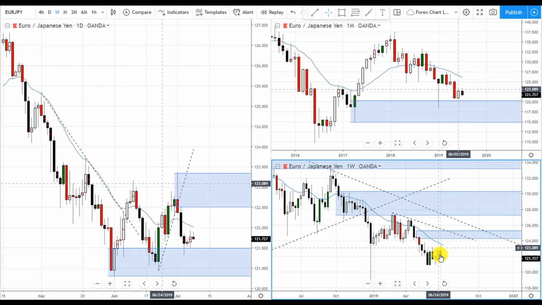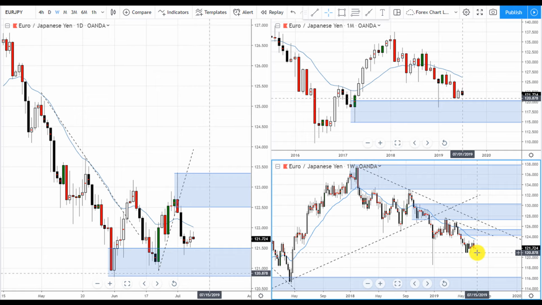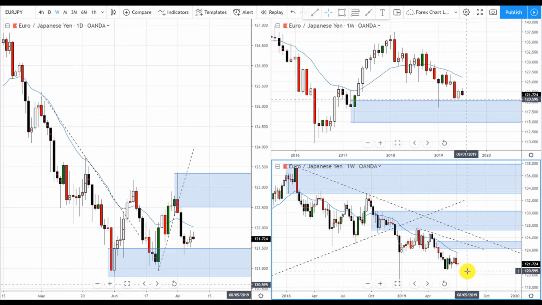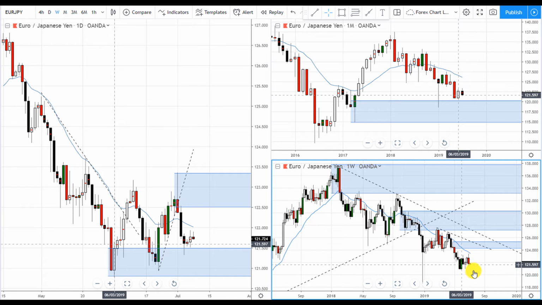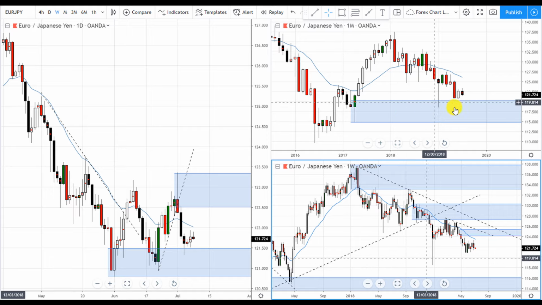So we could short here, but we can't really short that much anymore, because if we short up here, we want enough room to go down, but as it goes down here, it's already reached the monthly demand zone, so we don't want to short.